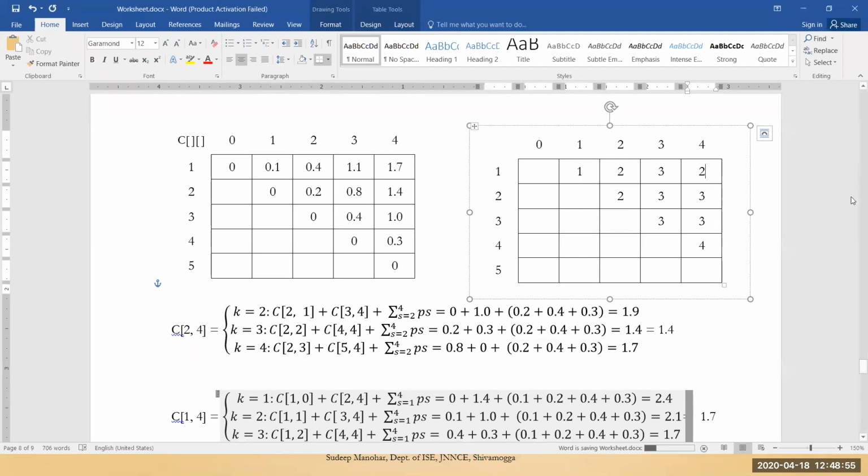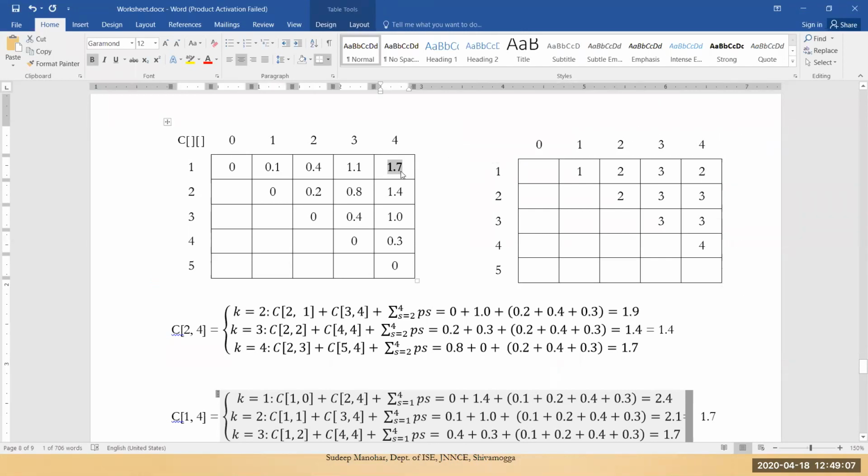Okay, now we have completed the calculation part. Now we have to analyze this table. So what does this 1 comma n, this 1.7, tell? So 1.7 is the minimum average comparisons that are required for the optimal binary search tree. So for the optimal binary search tree, 1.7 is the minimum that is required.